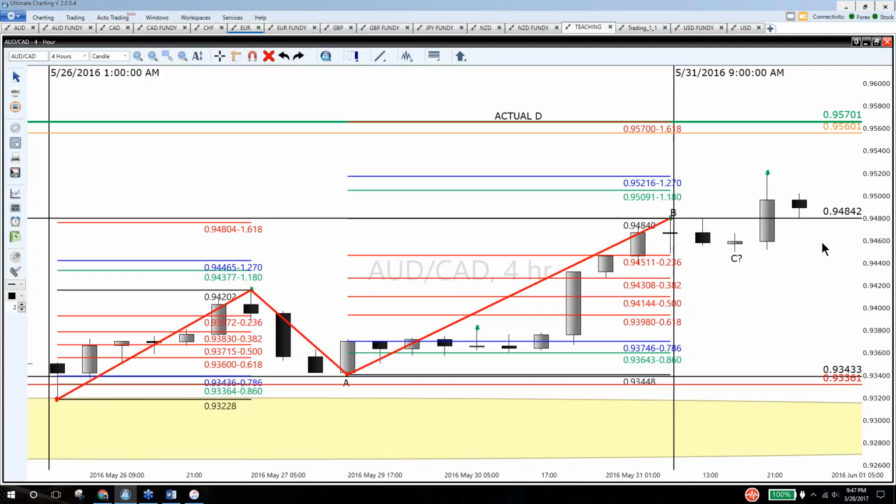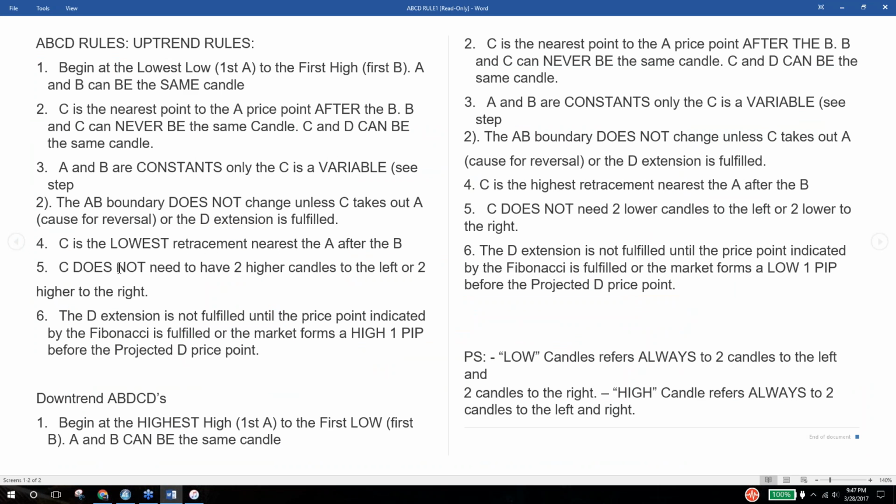Once the ABCD is complete, C becomes A, D becomes B. You get disoriented, reference the rules. Where am I? Okay, I've identified the C. Has the market fulfilled the D extension? No. Has the market taken out the A? No. I don't have a new AB boundary. Make sense?